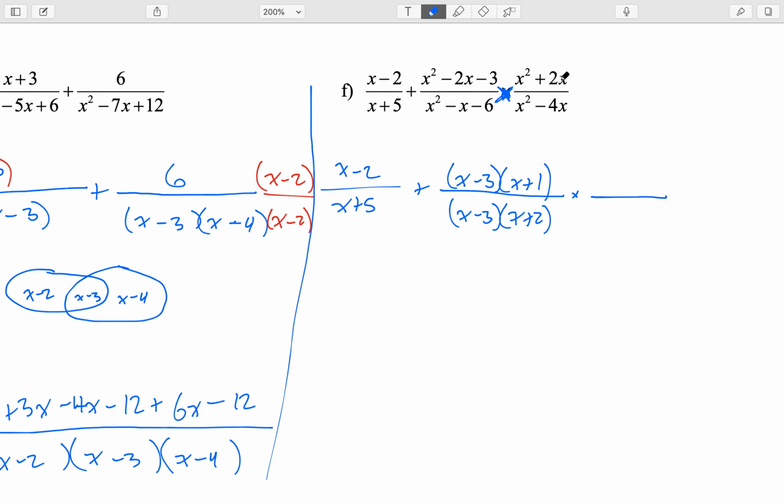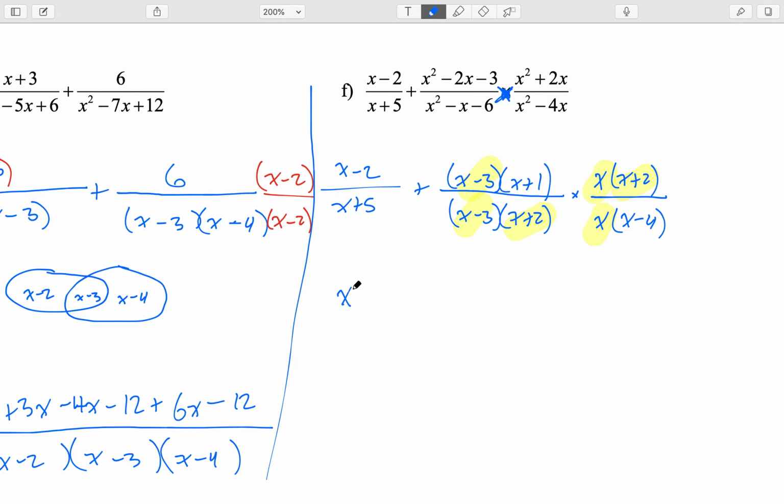I can factor out the x. x bracket x plus 2. And x bracket x minus 4. Okay, now let's start doing some canceling stuff. x plus 3 cancels. x cancels. x plus 2 cancels. Whoa, so I'm just left with this over this. So that simplified a lot.